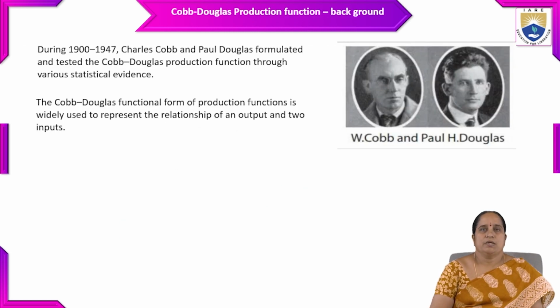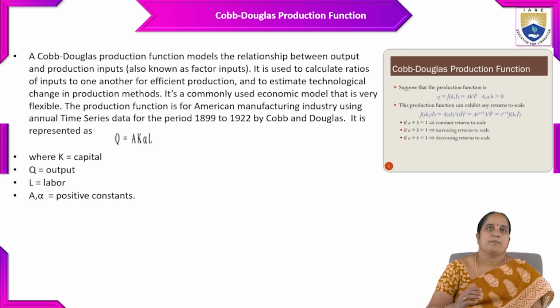Coming to the Cobb-Douglas production function, during 1900 to 1947, Charles Cobb and Paul Douglas formulated and tested the Cobb-Douglas production function through various statistical evidence. The Cobb-Douglas form of production function is widely used to represent the relationship of an output and two inputs. Basically we consider two inputs like labor and capital.